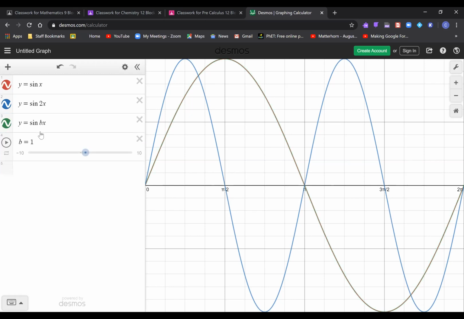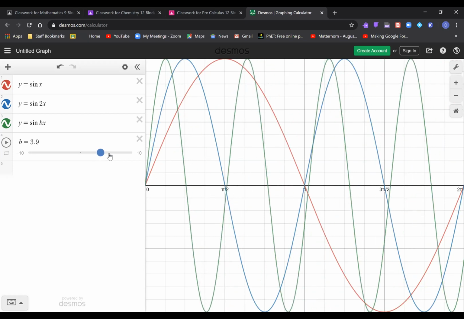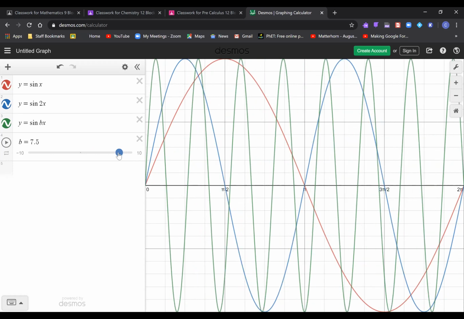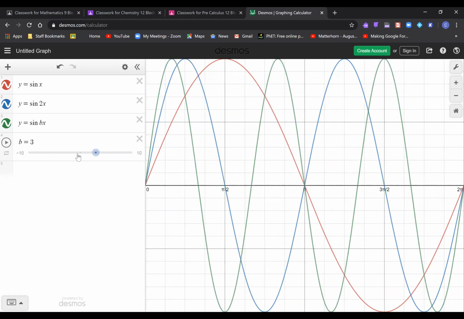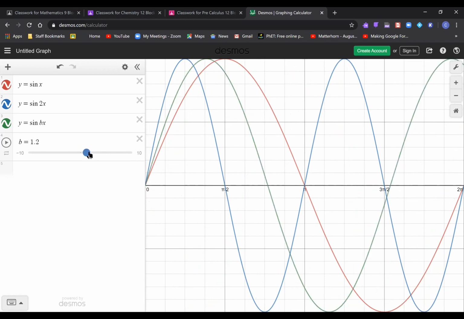And so right now the green graph has a b value of 1. And so you can see if I make it 2.3, it's just creating more and more compressed waves here. And so you can make it whatever number you want. But notice when I go back to 1, come on. There we go. I'm at 1.